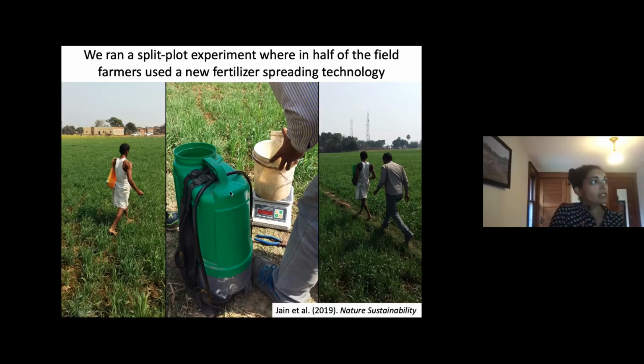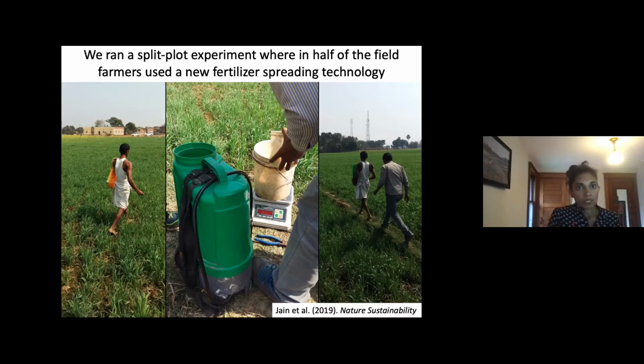So CIMMYT developed, in partnership with some agricultural extension agents in the area, this low-cost spreader backpack. And basically farmers can put the fertilizers in this little backpack. There's a little crank on the side and they can walk up and down their fields. And basically we think it will lead to more even application of fertilizers.